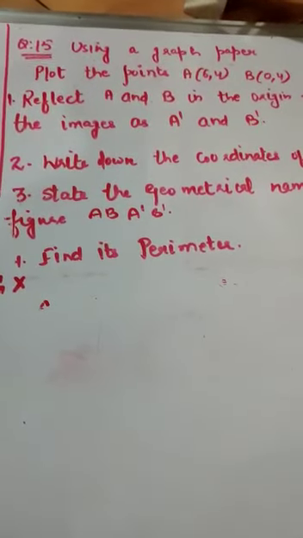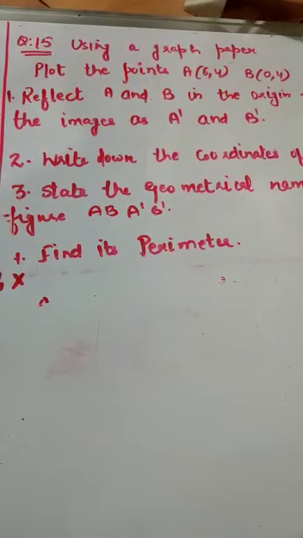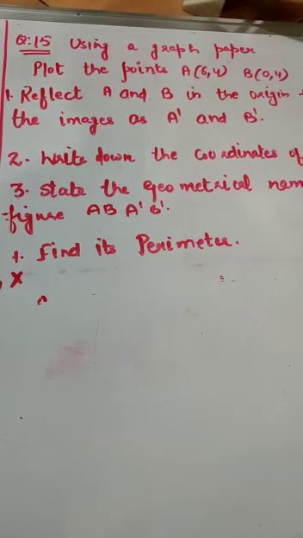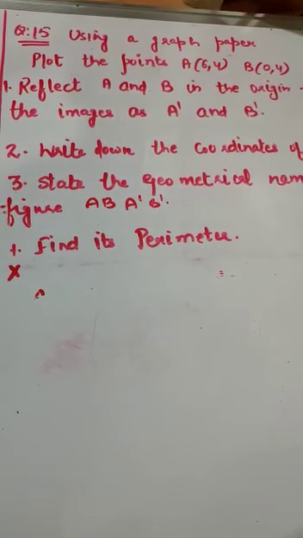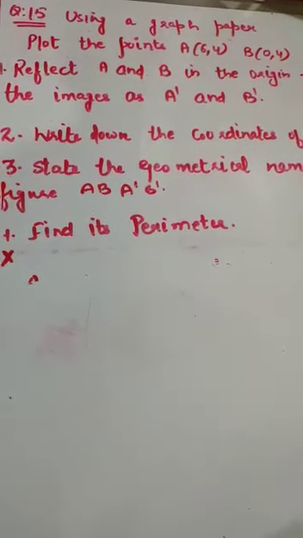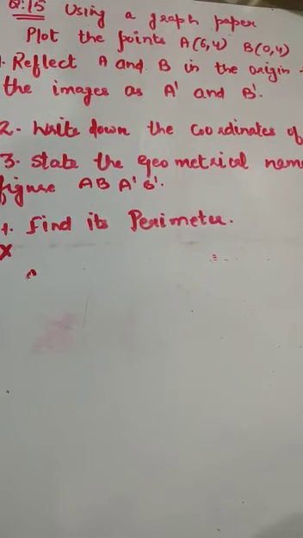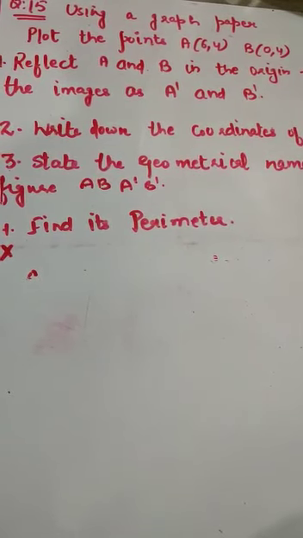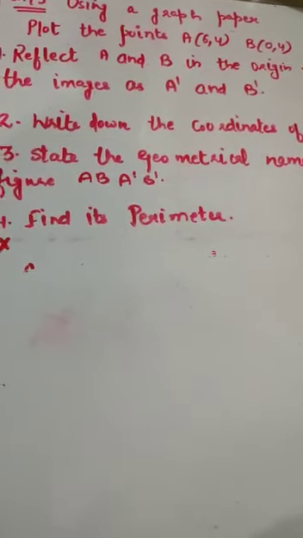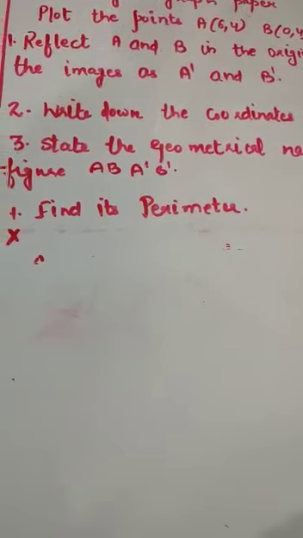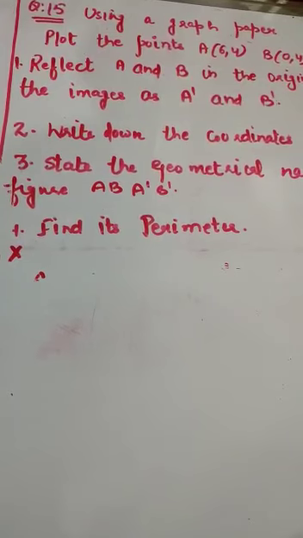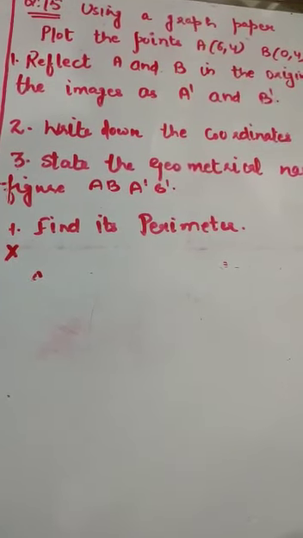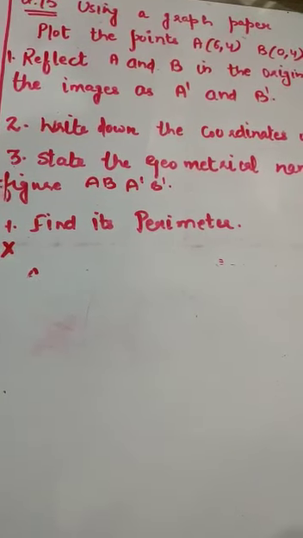Today again we are here with chapter number 12, exercise 12b, and we are going to solve question number 15, in which we have to use graph paper to plot the points A and B. Then we have to reflect these points in the origin to get the images as A dash and B dash. Then we will get one figure. After plotting all these points, we have to give the geometrical name of the figure, and we have to find the perimeter also. This type of question is very important from this exercise. Mostly all questions of this exercise are important, but this is the important part, to find the perimeter.